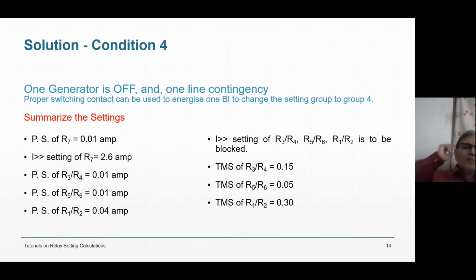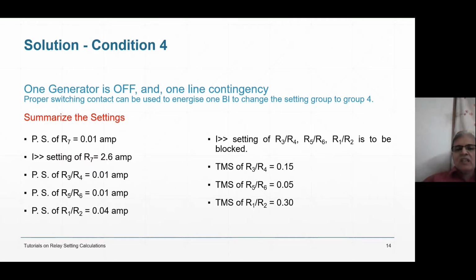Condition 4 is one generator is off and one line is also off. So there R7 does not change, right? But the R3, R4 will change. R3, R4 will change to 0.01 ampere, because only one line. So there is nothing like R3 backing up R6, because that line is off. So R3, R4 is 0.01, R5, R6 is 0.01, R1, R2 more than R3, R4, that is 0.04.